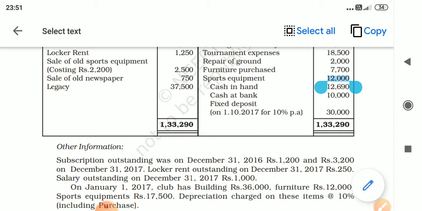Okay. Now you will not get the book answer, but your balance sheet will tally. Why will you not get the book answer? Because of this legacy. We have assumed the legacy to be a revenue receipt as per the latest syllabus of CBSE. Okay.